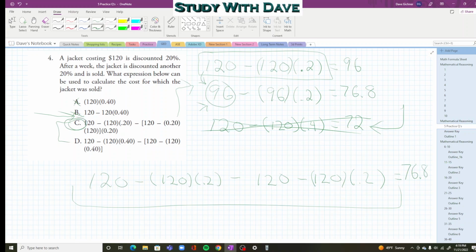Answer D is wrong because that's saying, what if we discounted the 120 by 40% and then discounted it again by 40%, as you can see by these 0.4s. So this one's a little tricky. You kind of have to think about it a little bit, but hopefully this helps. That's it for this one.